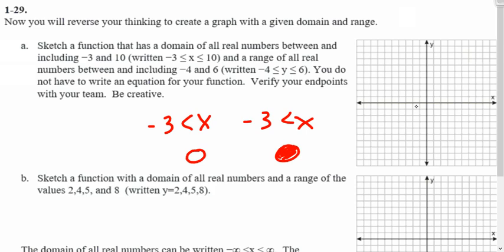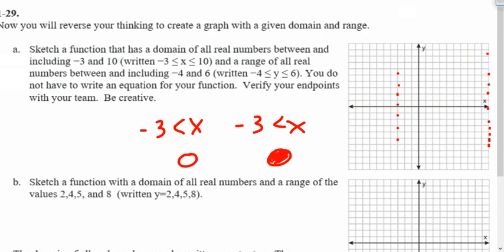So what you might want to do, just to get a good start on it, is go from -3 for my x values to 10. And it's up to you whether you want them to be dotted or solid. Some people like to do them dotted when they're not equal to and solid when they're equal to. Completely up to you. And then -4, so down here to 6.